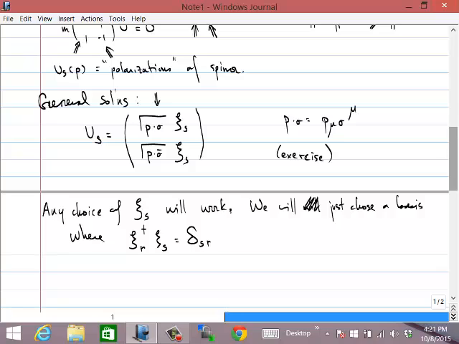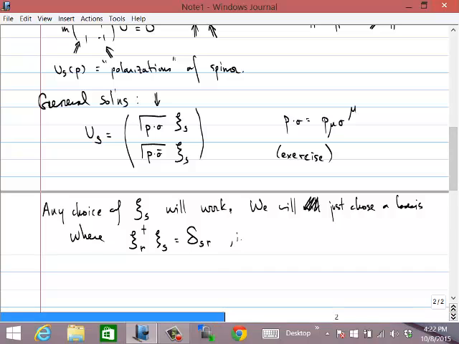I'm putting a dagger there instead of a transpose, just because I want to allow, in general, these things to be complex, because spinors can be complex. But essentially, this means that we have an orthonormal basis. And then you could choose your favorite orthonormal basis and write out these spinor solutions explicitly.